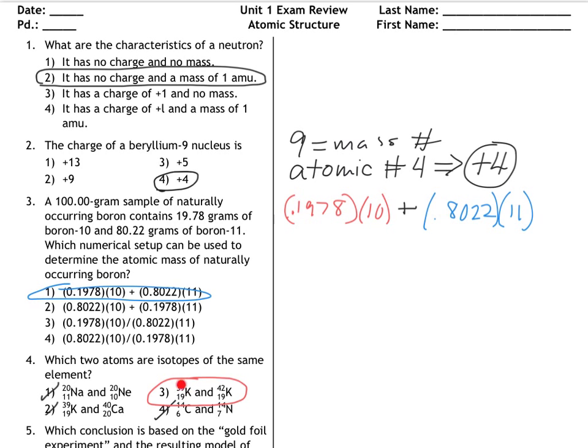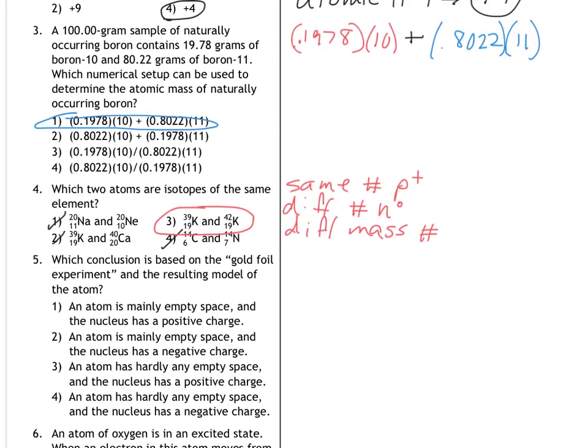But the other thing is that they have different mass numbers. This number on top is the mass number, and they're different, and that's what an isotope is. So an isotope is different mass numbers, same number of protons. I went ahead and filled that in for you in case you need it.